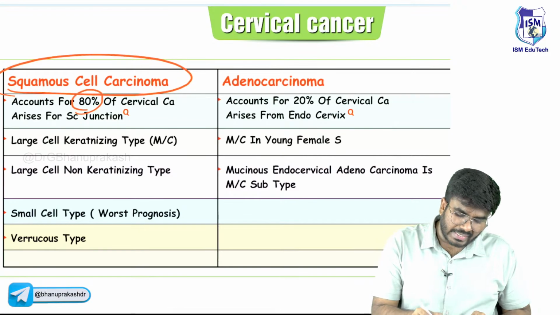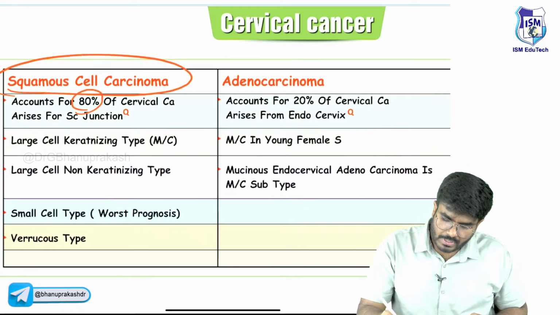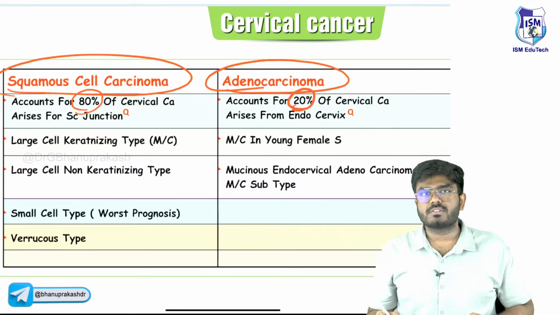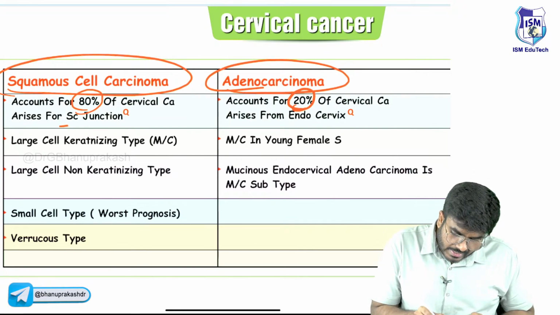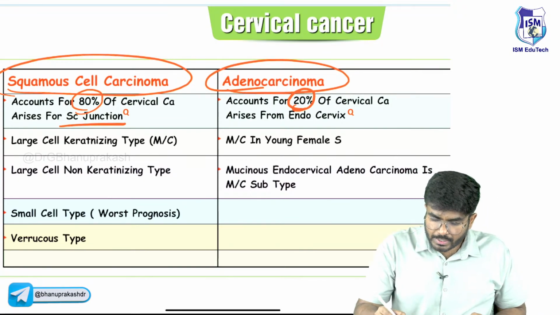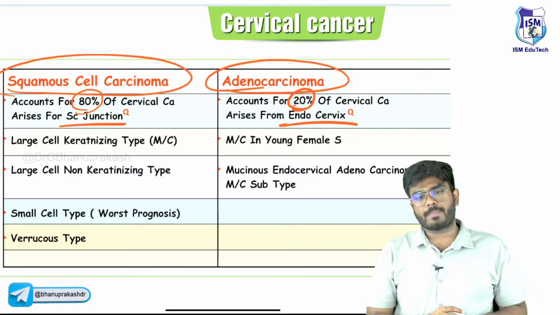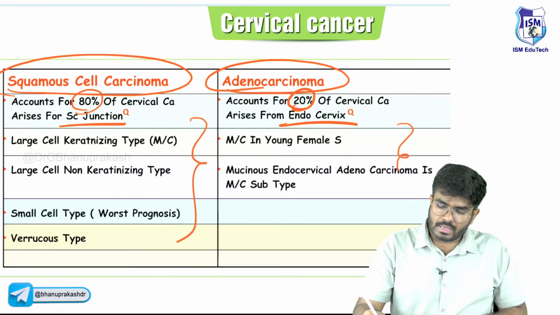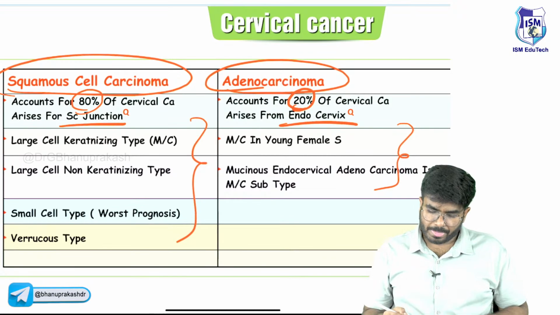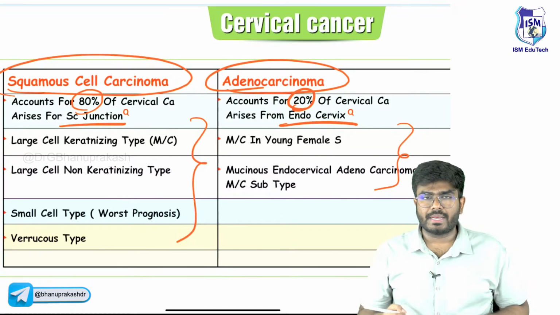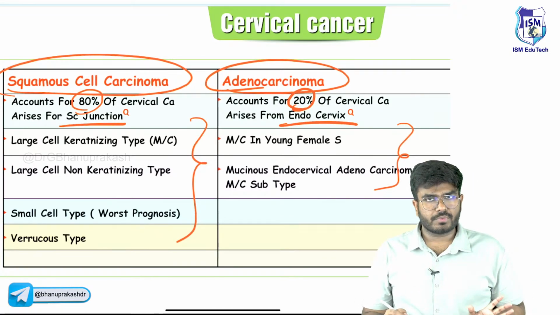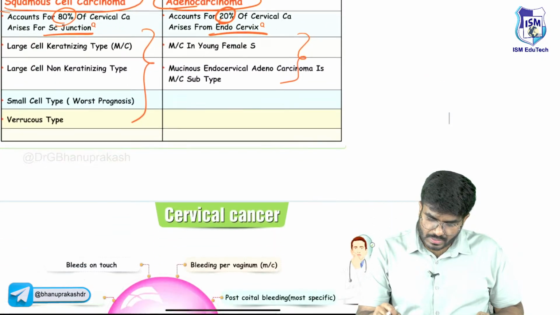80% of the time it is squamous cell carcinoma, 20% of the time it is adenocarcinoma. Squamous cell carcinoma arises from the squamocolumnar junction. Adenocarcinoma arises from the endocervix. Okay, the subvarieties you can study in your gynecology, but this is enough from my side.